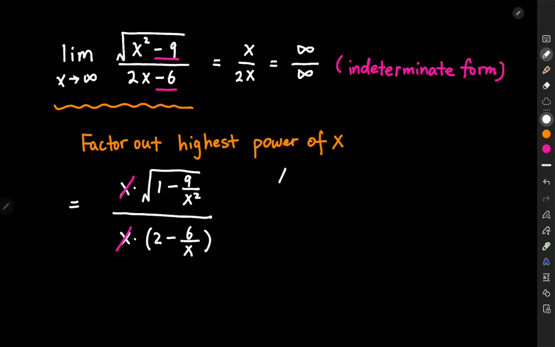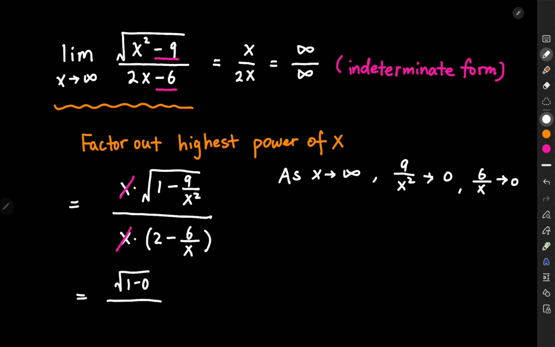And then we know as x goes to infinity, 9 over x squared goes to 0. And 6 over x also goes to 0, because here our denominator becomes a very large value. Therefore, our equation becomes, on the top we have the square root of 1 minus 0, and on the bottom we have 2 minus 0, which gives us 1/2.